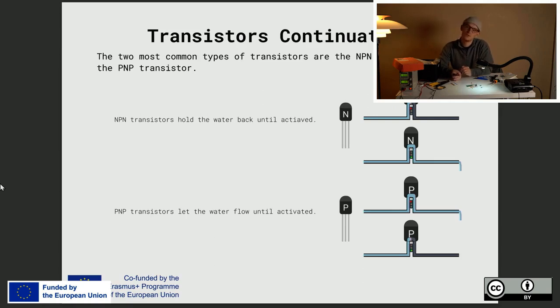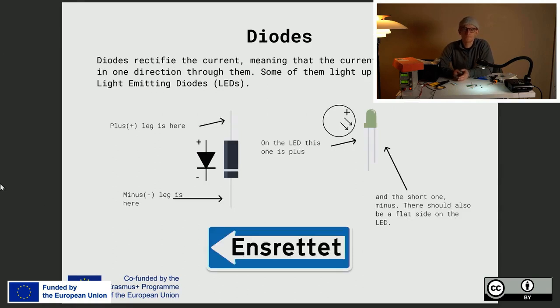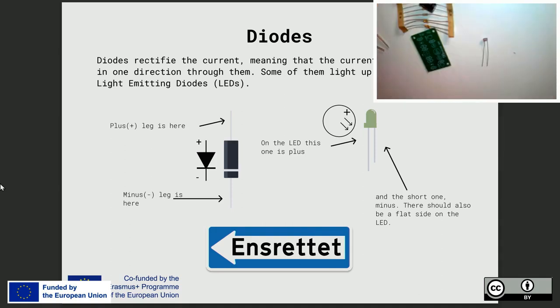Then we have diodes. Diodes rectify the current, or basically the current can only move in one direction through them, and then we can use them to rectify it. The diode that most of you probably know or have worked with is the light emitting diode, which is the LED, like this.